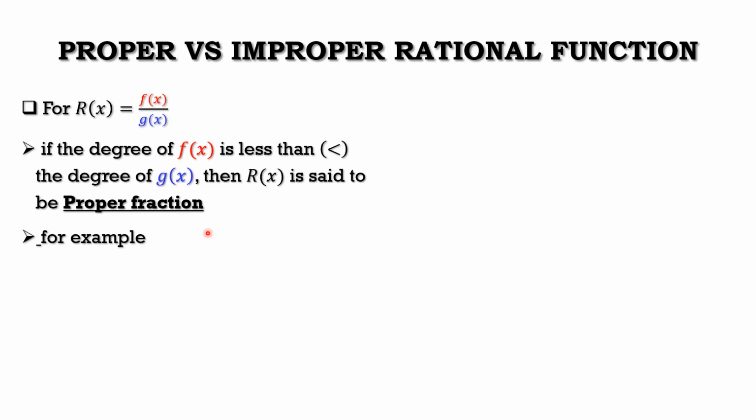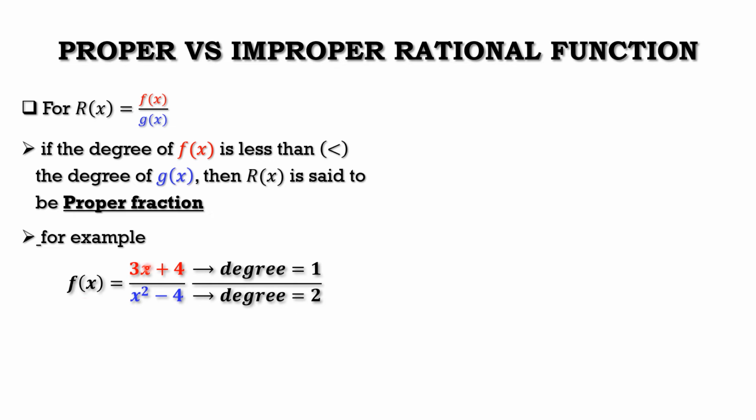Now, let's move to example. For example, we have f of x equal to 3x plus 4 divided by x squared minus 4. There is a polynomial of degree 1, and there is a polynomial of degree 2. So as such, we are having a proper rational function or rational fraction. So this one becomes a proper fraction.